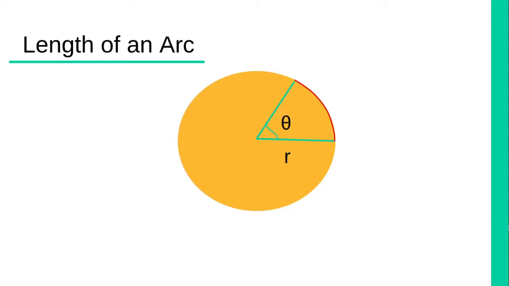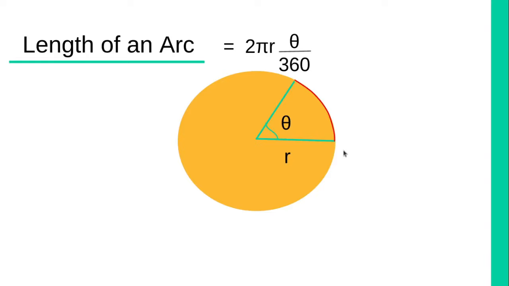Continuing with circles, if we take an angle theta and draw the two radii that generate it, then we can calculate the length of the arc segment. In this case, it would be the red line. For this, we need the radius of the circle and the angle theta. This length is calculated with the following formula: 2 pi times the radius times theta divided by 360.